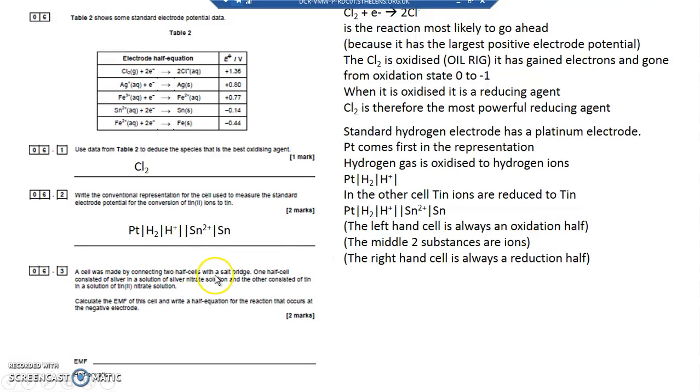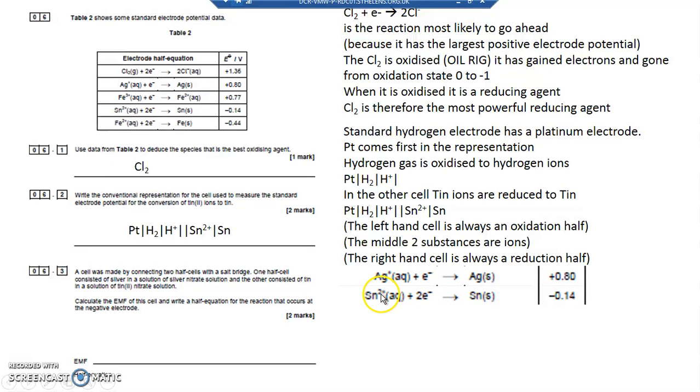The cell was made by connecting 2 half cells with a salt bridge. One half cell consisted of silver in silver nitrate solution. So we're talking about this equation here, Ag plus an electron going to Ag solid, silver in solution going to form silver metal. And the other consisted of tin in a solution of tin 2 nitrate solution. So tin and tin 2. We've got to get a positive value overall. We can reverse one of these so that we end up being able to cancel out electrons. We can't have 2 reduction equations.